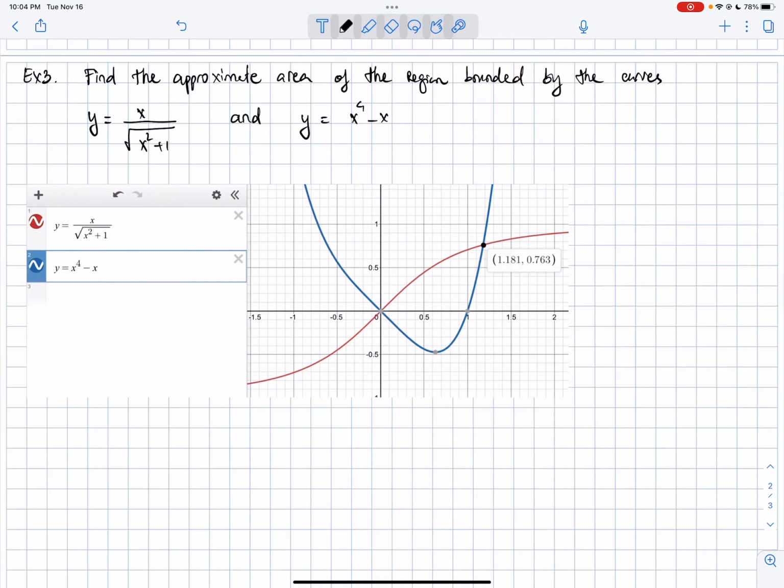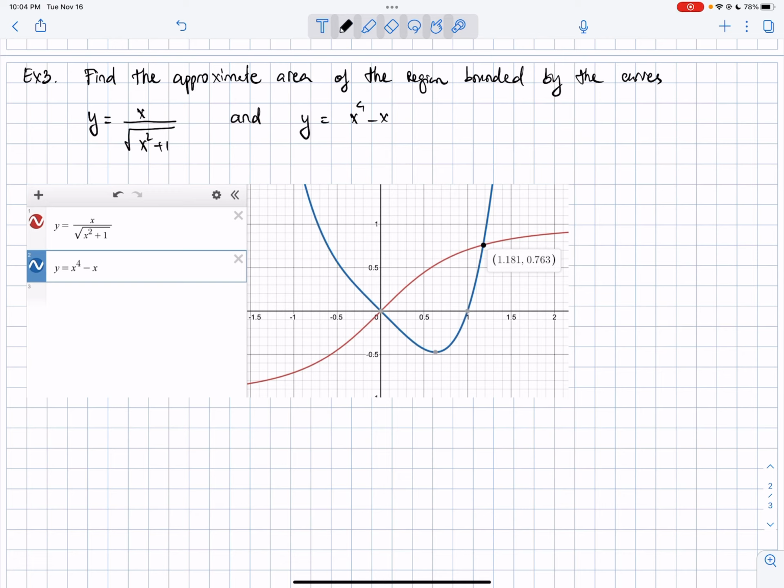Example number 3. Find the approximate area of the region bounded by the curve y equals x over square root of x squared plus 1 and y equals x to the fourth minus x. So to find the intersection, that means we need to solve for the system. It's very difficult to find the solution for the system.